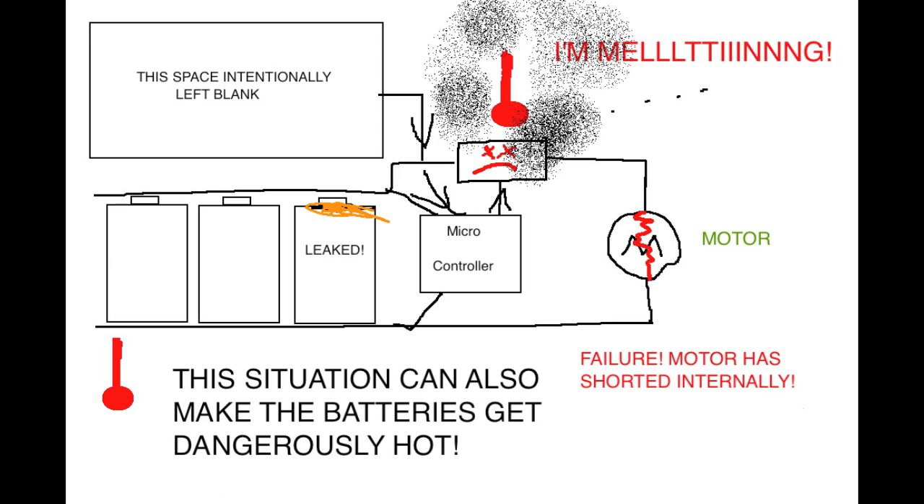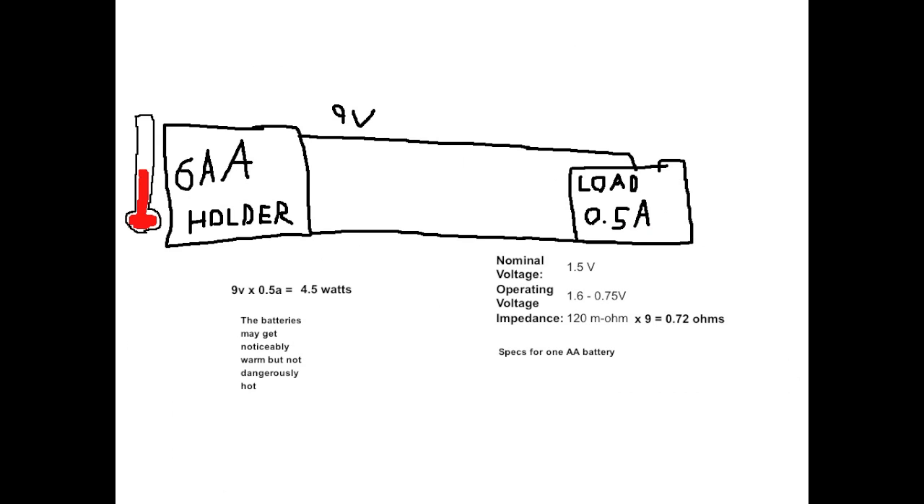Also, under an overload or short circuit condition, the batteries can get dangerously hot. And here's why. Every battery has a different internal impedance, in other words, resistance. This causes a certain degree of heat to be generated depending on the amount of load the battery is placed under. In most cases, this resistance is negligible.